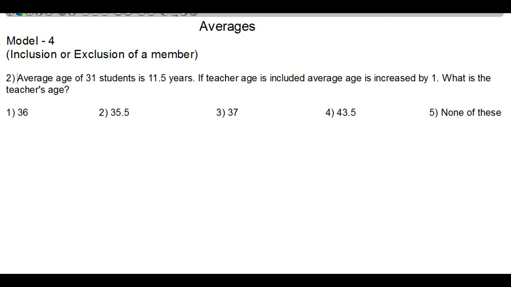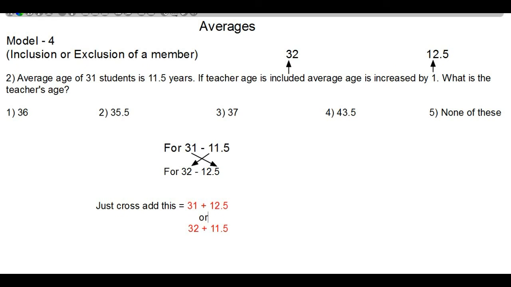But once the teacher joins the group, the average age is increased by 1. So the new average for 31 plus 1, that is 32 persons, will become 11.5 plus 1, that is equal to 12.5 years. Now, to find out the age of the teacher, this will be equal to 12.5 plus 31, which is 43.5. So the age of the teacher should be 43.5 years.